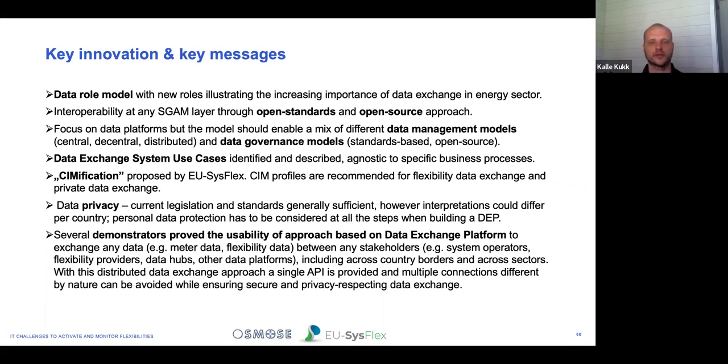Data privacy for private data, quite clear. And finally, several demonstrators of ours proved the usability and approach based on data exchange platforms. I guess that's it from my side.